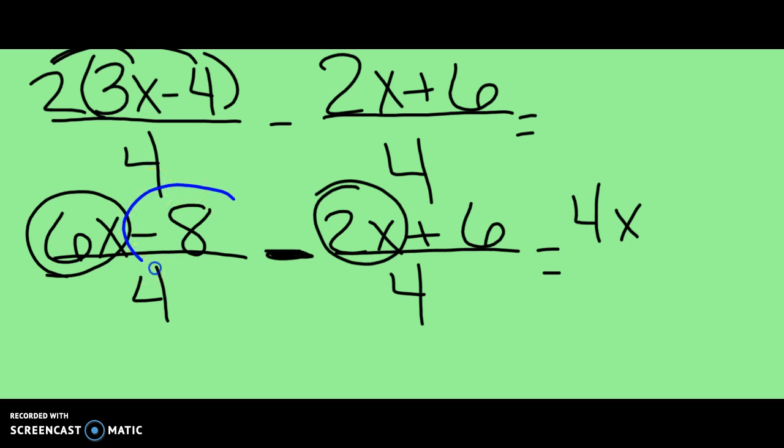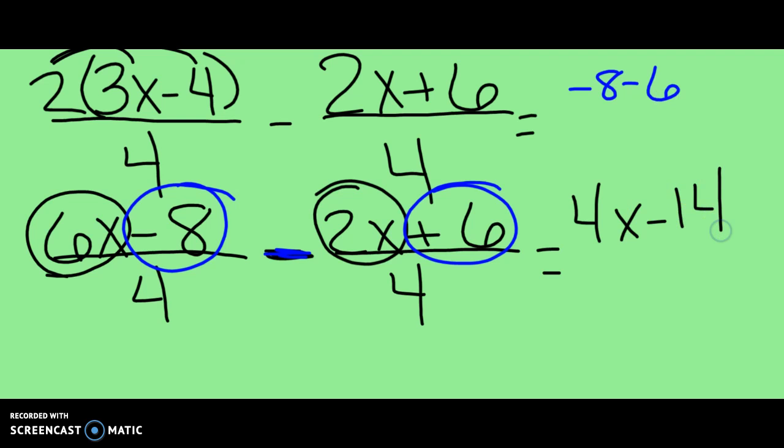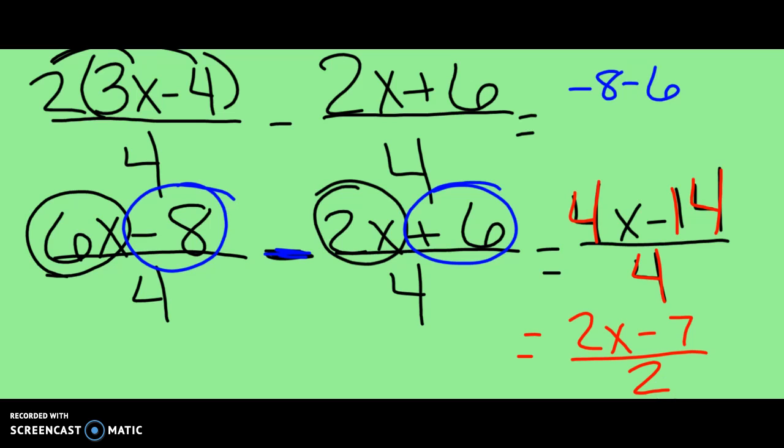And then negative 8 minus 6. Negative 8 minus 6 gives us negative 14. Okay, all over 4. Now, this can be put in lowest terms. Look at all of the numbers, all of the coefficients. They all have a common factor. It looks like it's 2. So let's divide all of our coefficients by 2. So we've got 2x minus 7 all over 2. And if you had to factor or do anything else, you would. But in this case, you don't.